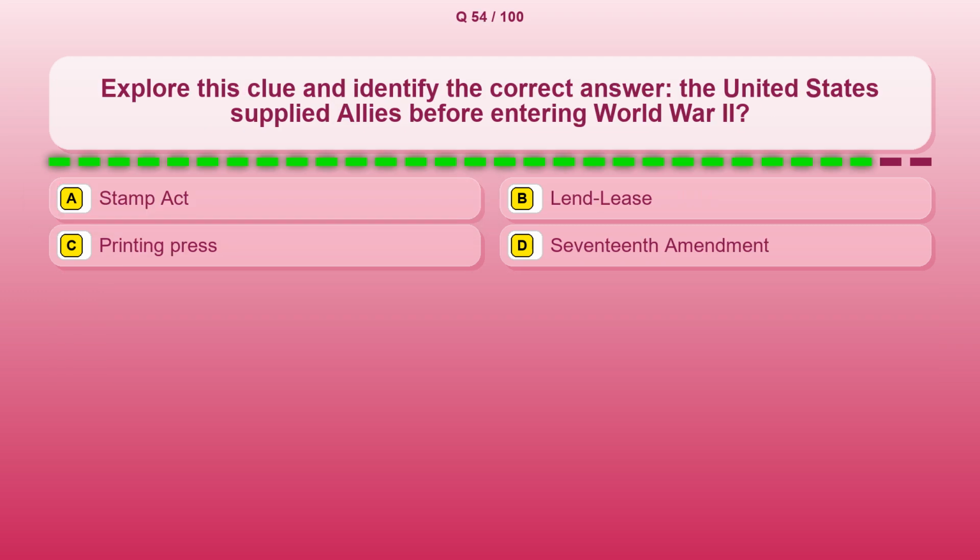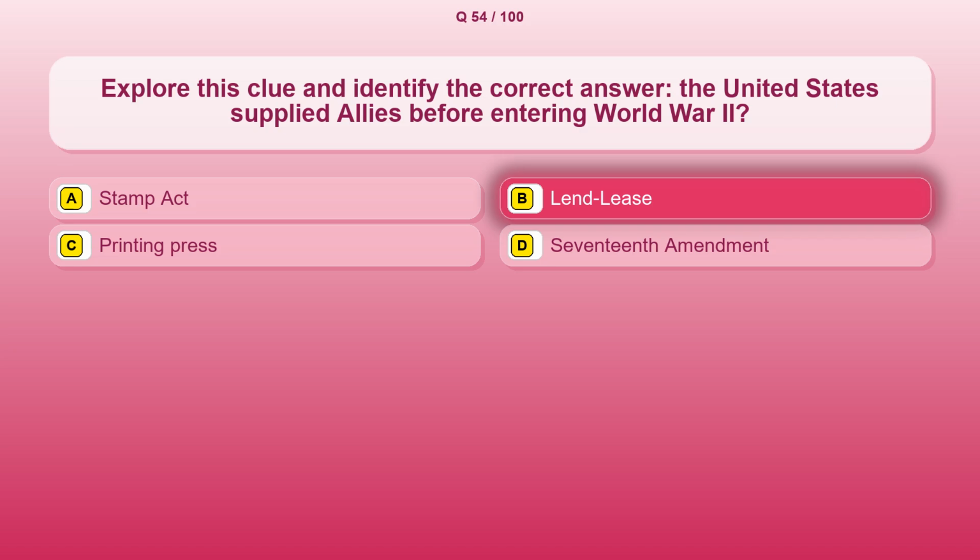Question 54. Explore this clue and identify the correct answer. The United States supplied allies before entering World War II. Option A, Stamp Act. Option B, Lend-Lease. Option C, Printing Press. Option D, 17th Amendment.